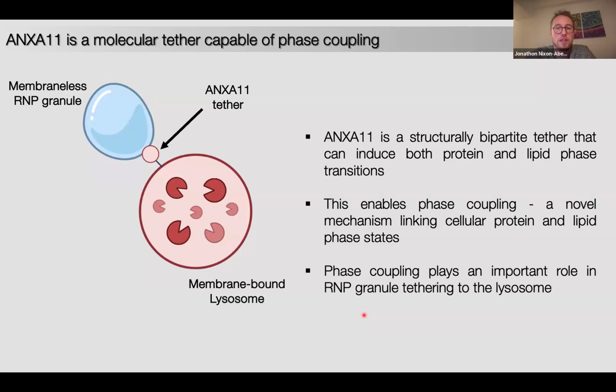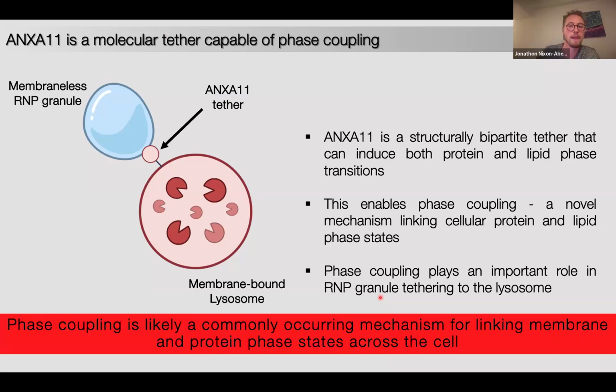I then went on to show you that this phase coupling correlates with the capacity of the annexin lysosome ensemble to bind RNP granules, which we think may play an important role in the control of their capture and release sites within neurons, and also that the overall nanomechanical stiffness of the ensemble can be modulated by phase coupling, which again, speculatively, might provide resistance to shear stresses during trafficking.